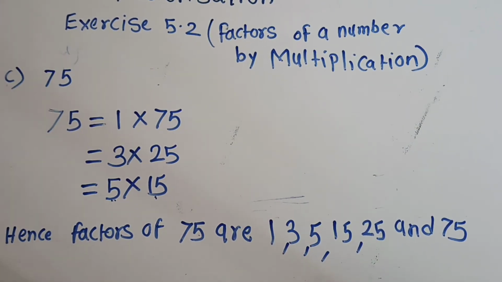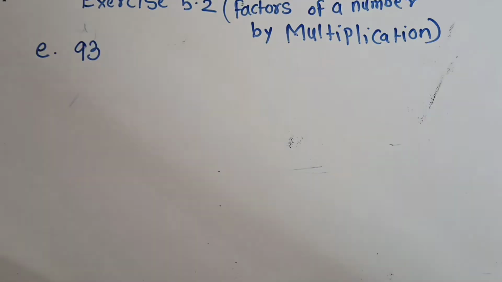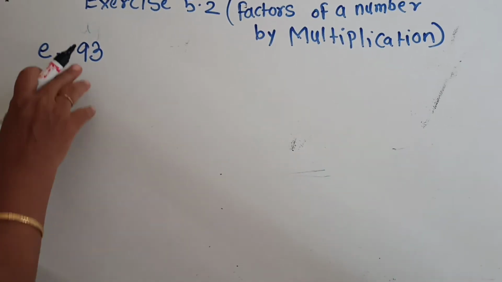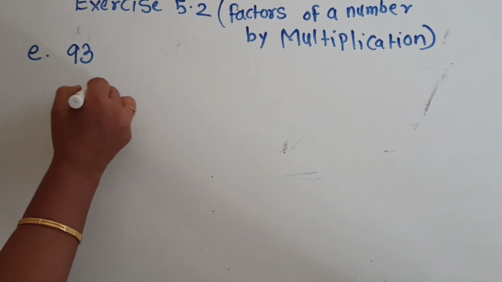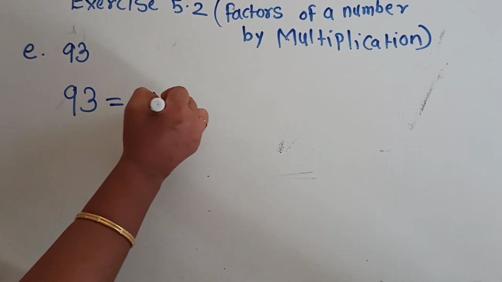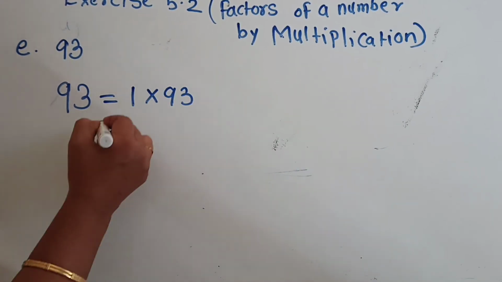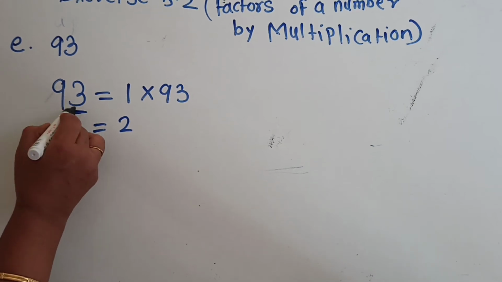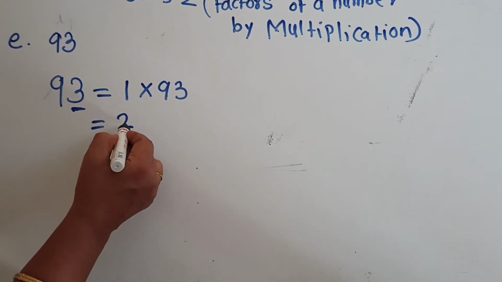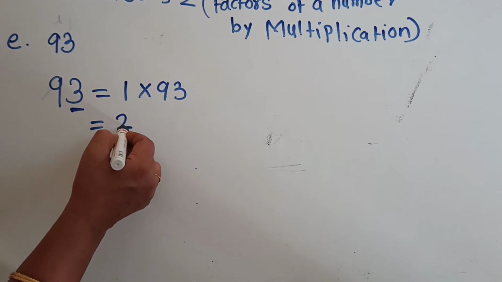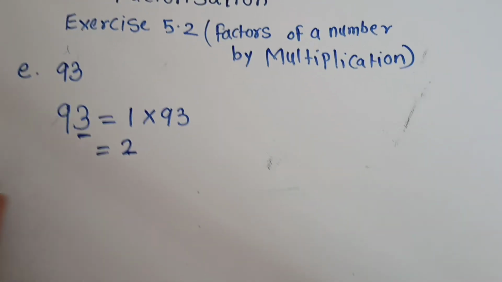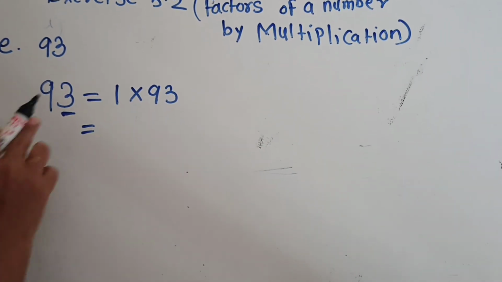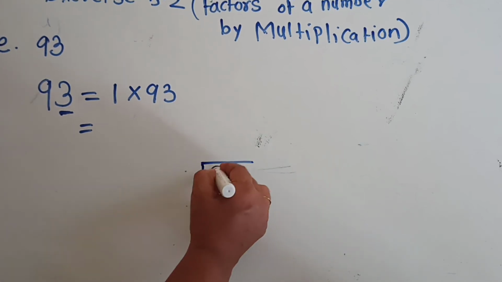Okay children, let's see one more example. 93. Okay, take this 93. Then you know 1 multiply by 93. Then 2. But here is number 3. This is odd number, and in 2's table there are all even numbers. So 2 is not a factor of 93. Then 3. Come on, see here.